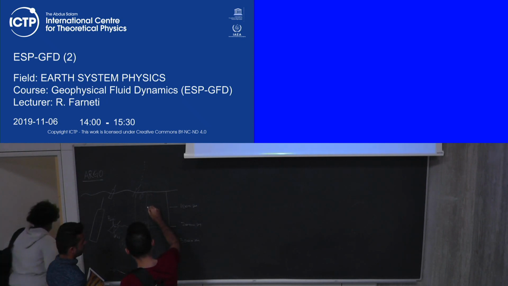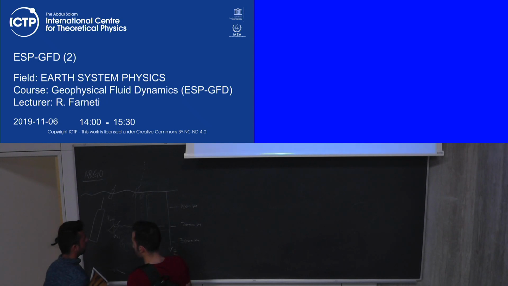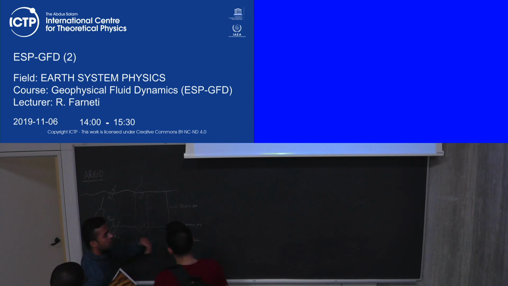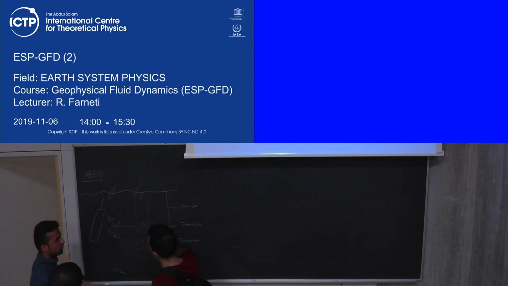I'm going down to this level. And at this level, I'm not thinking anymore. Actually, the Argo is programmed in such a way that it changes buoyancy while going down, and just settles here where we are going. Okay. Actually, I'm interested to calculate.